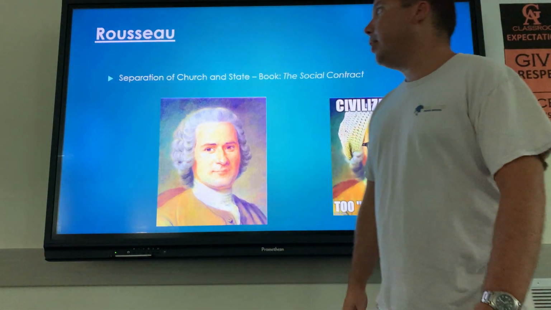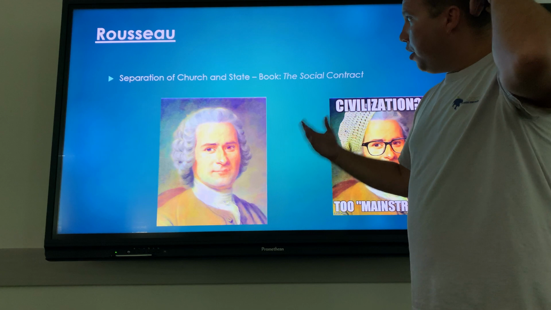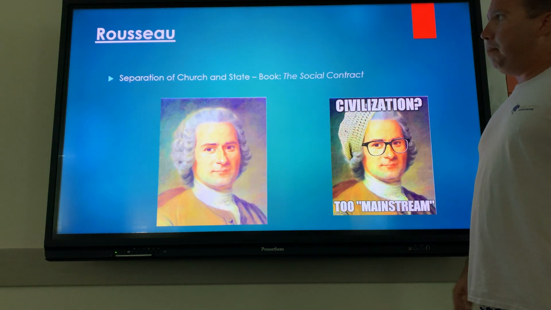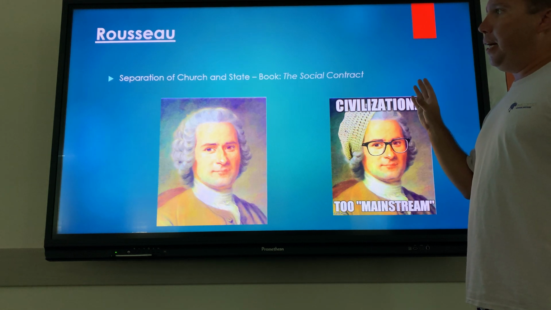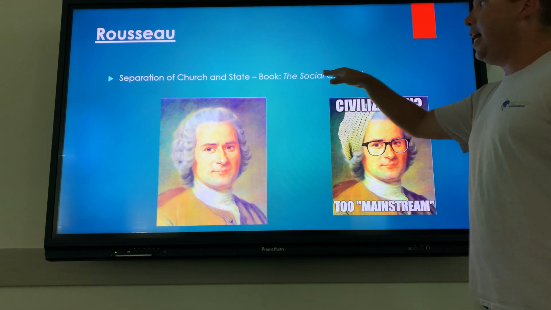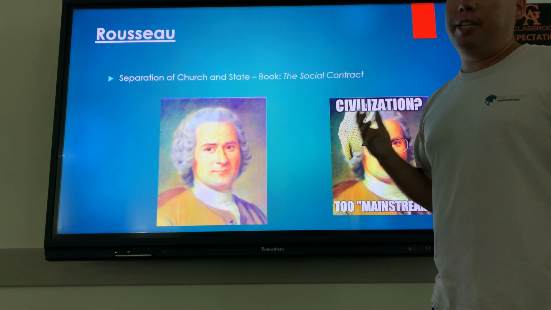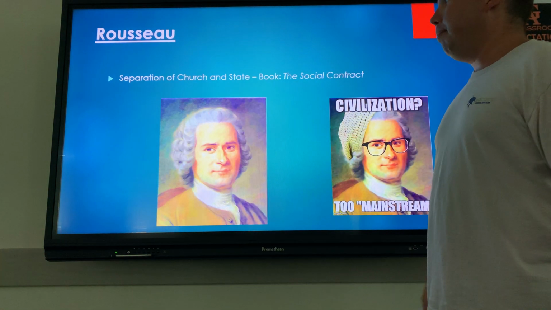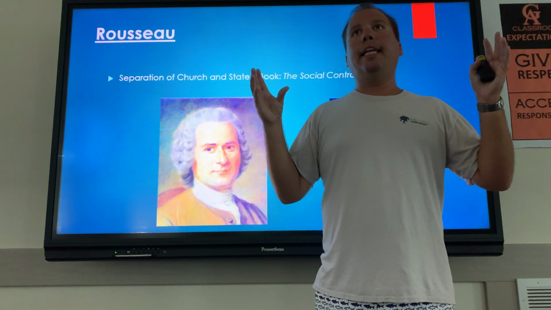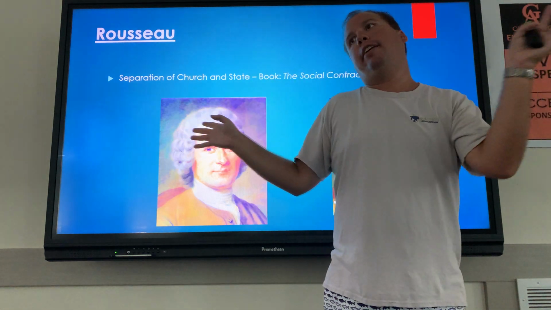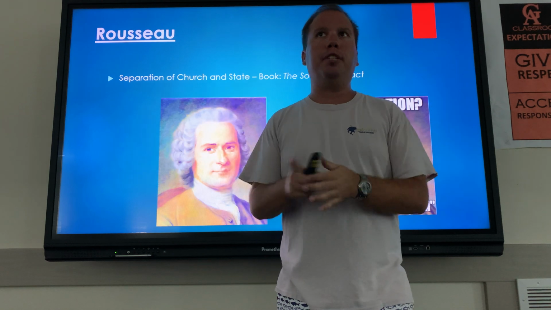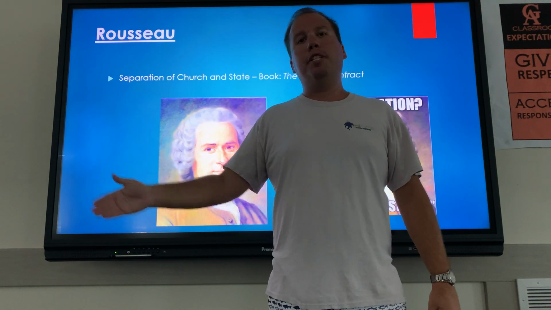Jean-Jacques Rousseau believed in the separation of church and state. He was another French philosopher that believed in separation of power, separation of church and state. He also believed in the social contract. He even called his book The Social Contract. He believed that the best political unit was small, and that you should live in groups of like 30 to 50 people, and everybody should vote on everything, and it should be a direct democracy where every single person votes on every single issue every single time.